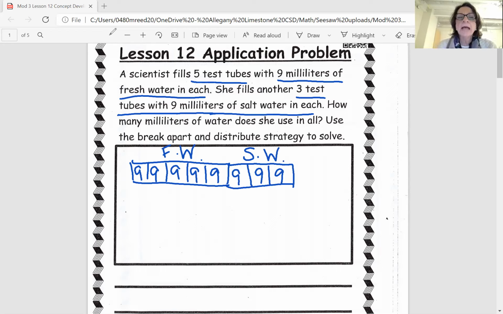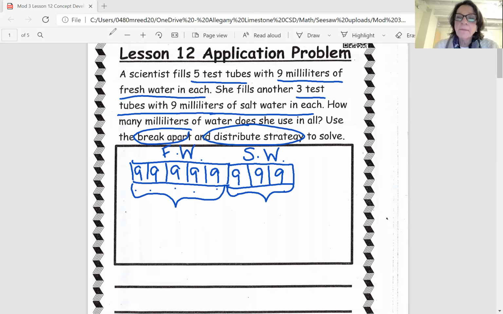Okay, and because it's asking me to use the break apart and distribute strategy, I'm going to break those. Let's see what I have. I have 1, 2, 3, 4, 5, 6, 7, 8. I've got 8 nines. I'm going to break it apart into 2 parts, fresh water and salt water. So let's put a bracket underneath our 5 test tubes for the fresh water, and then we'll draw a separate bracket underneath the 3 test tubes for salt water.